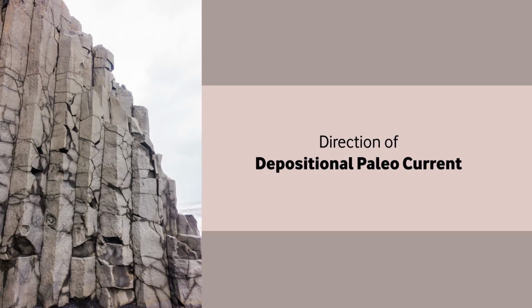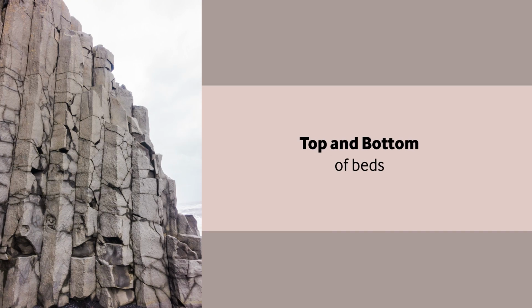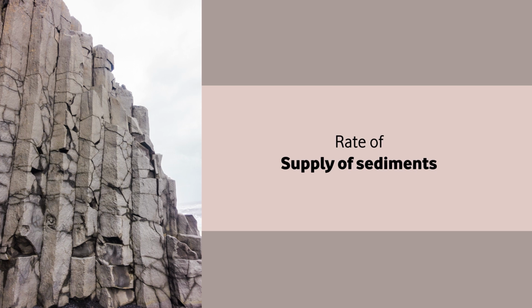These sedimentary structures help us to understand the process and the environment in the depositional basin. They also tell us about the direction of the depositional currents in the ancient rocks. These are both syn- or post-depositional events, so they are all recorded in the sedimentary structures. We can also decide which is the top of the bed and which is the bottom of the bed by studying these sedimentary features. And we can also find out the rate at which the sediment has been supplied to the basin, whether it was a slow sedimentation or a very fast sedimentation.